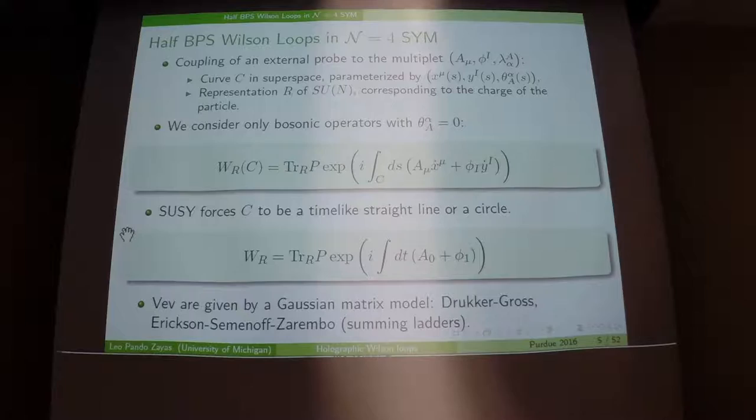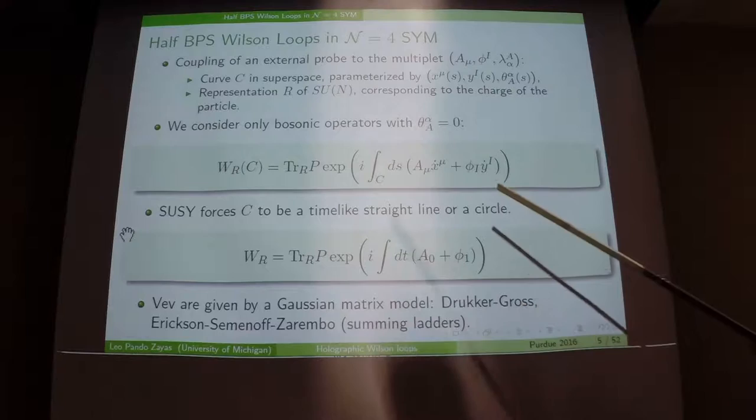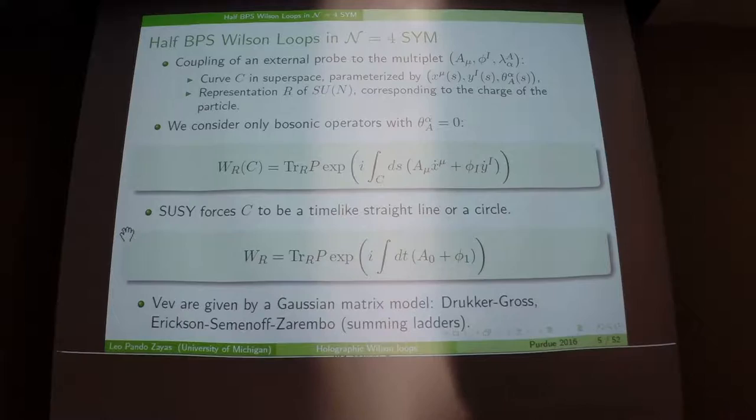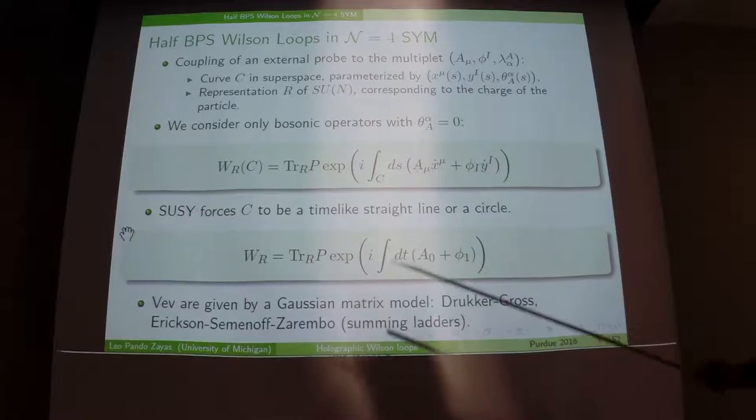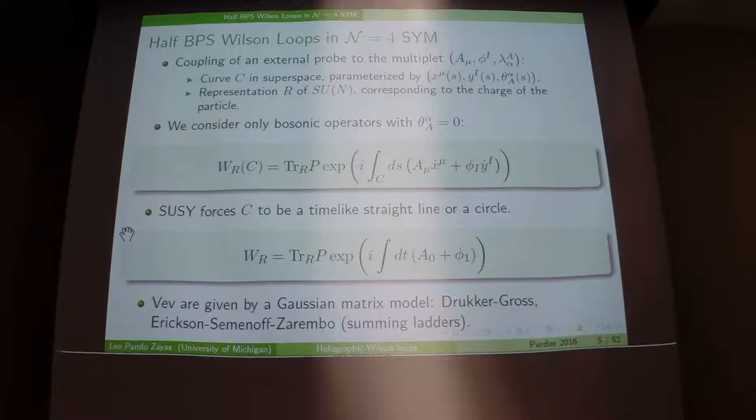In N=4, which is the theory at the center of AdS/CFT, this Wilson loop gets enhanced by this piece. These are the scalars in the N=4 vector multiplet. So again, the object is given by, so this is the field content. I need a curve in superspace, a representation. We are considering only bosonic Wilson loops. And if you impose that this object is supersymmetric, it gives you that the curve you have to consider would be a straight line. But you're allowed to do a conformal transformation, so you can turn that straight line into a circle. And this is the object that we are going to discuss.